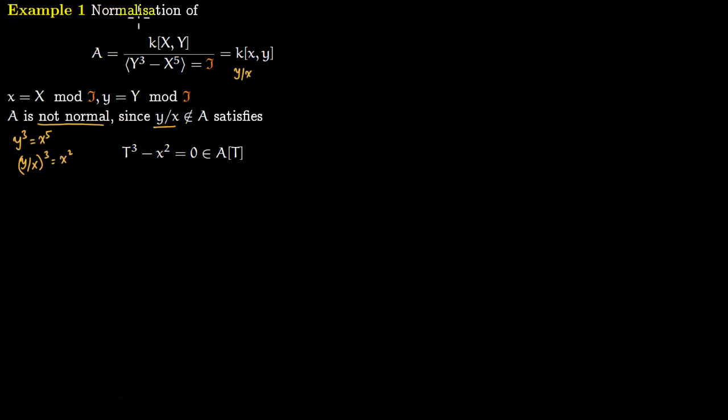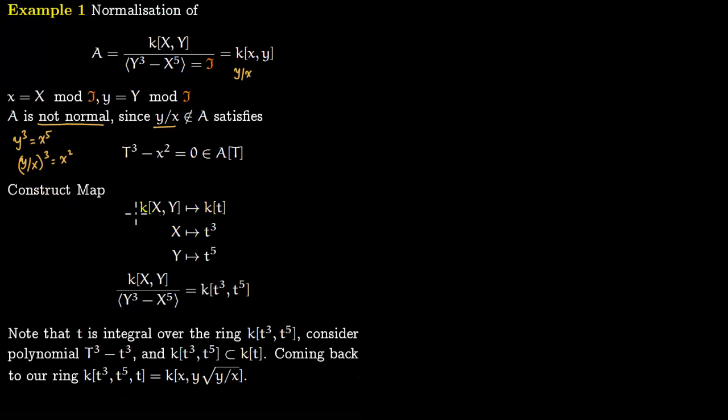So now we have to find the normalization of A. The first thing we do is construct a map from k[X,Y] to k[t], where x gets mapped to t cube. Ideally we want this equation to give us the map, but if we put x equal to t^(3/2), that introduces square roots, which we want to avoid. So we are just going to plug in x as t cube and y as t^5, or you can see it directly from here. Then Y cube minus X^5 is precisely t^15 minus t^15, which becomes 0 in k[t]. So we have this equality here.